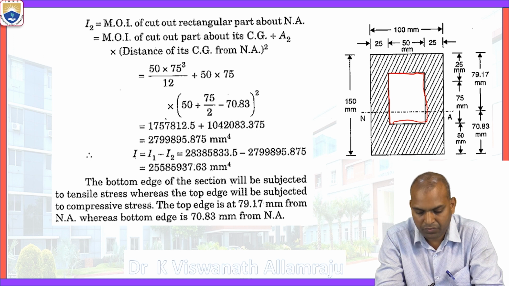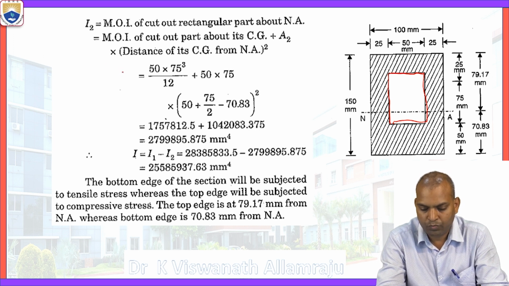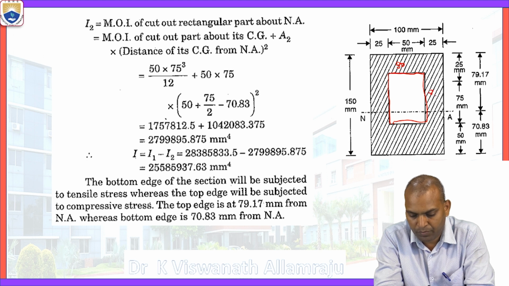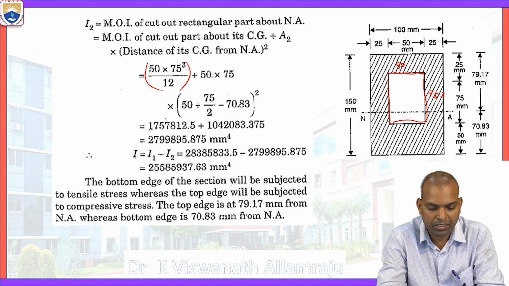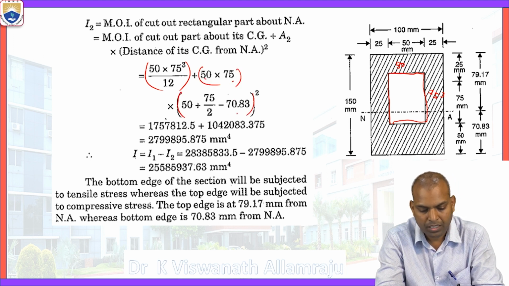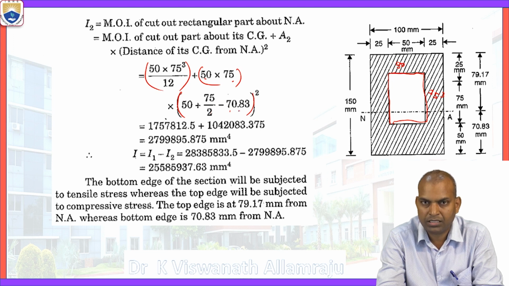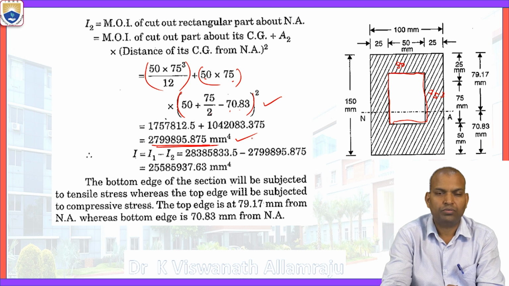And I2, this is the hollow inner rectangle we want. What does I2 come to? Again, the individual moment of inertia about its centroidal axis, that is BD cubed by 12, that is 50 times 75 cubed by 12, plus B1 into D1, that is 50 into 75, times the distance from the neutral axis, that is 50 plus 75 by 2 minus 70.83 whole squared. This is the value of I2.